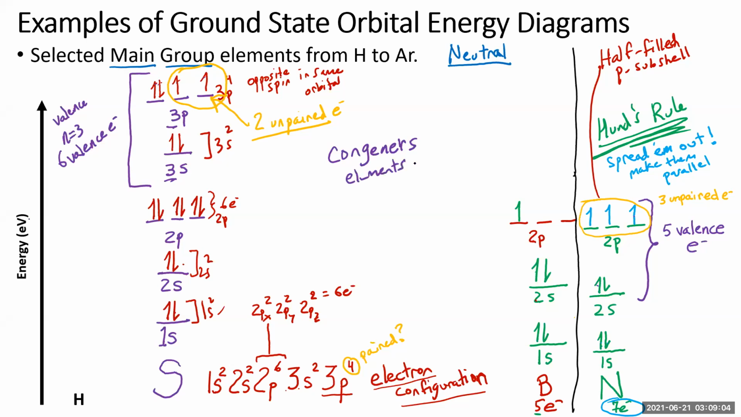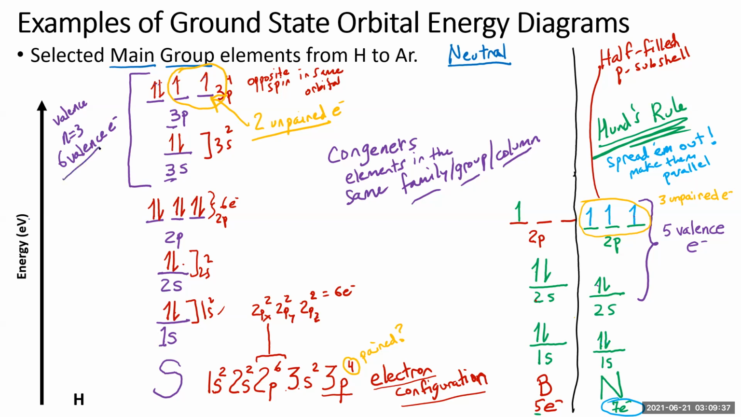Congeners: elements in the same family or group or column. All of these mean the same thing. Family, group, and column all refer to the vertical arrangement of the elements in a given column. So congeners, con meaning together or with, generated. They're generated from the same place or the same way, or they generate the same things.